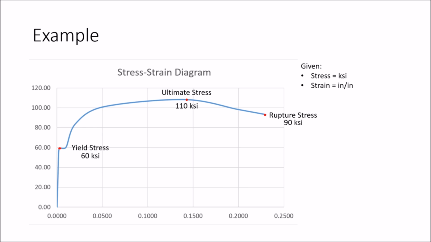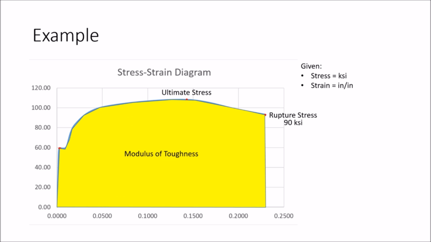The modulus of toughness is the area under the curve. We obviously can't integrate this by conventional means, so you will have to approximate the area under the curve. I usually divide the shape into several shapes, find the area of those shapes, and add them together like this.